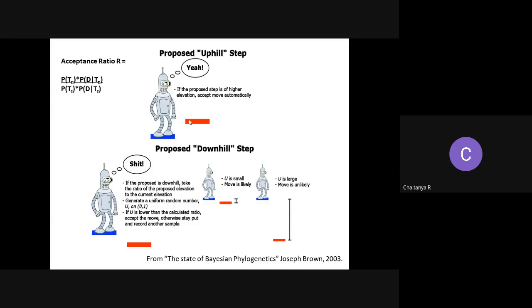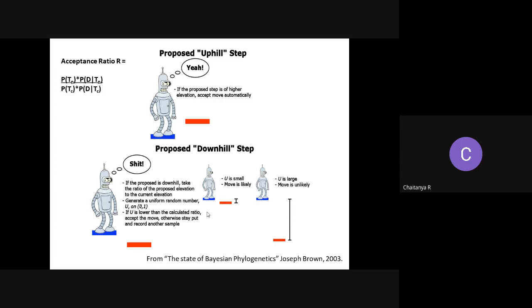Now, what the program will do is calculate the acceptance ratio, even for the downhill step. Let's say my current tree's posterior probability is 0.9, and the next step I have to go to is a tree that has a posterior probability of 0.7. Now, 0.7 is less than 0.9. So should I move or not? It uses a very simple method to decide whether it should move downhill or not. What it does is calculate 0.7 divided by 0.9.